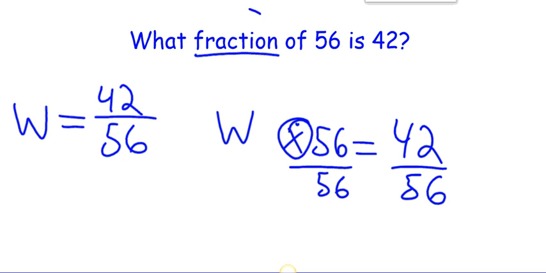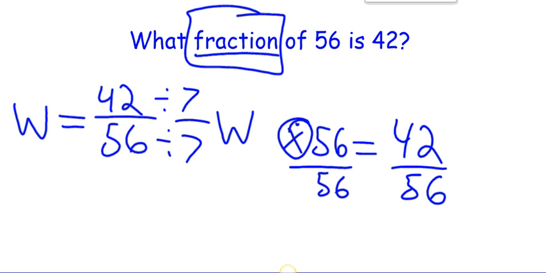And the cool part is we got our fraction now. The problem is it's not simplified. And so if I want to simplify this fraction, I've got to find a common factor. I'm looking at these numbers, 42, 56, and I've decided to go with 7 because 7 is a factor. And so 42 divided by 7 is 6, and 56 divided by 7 is 8.